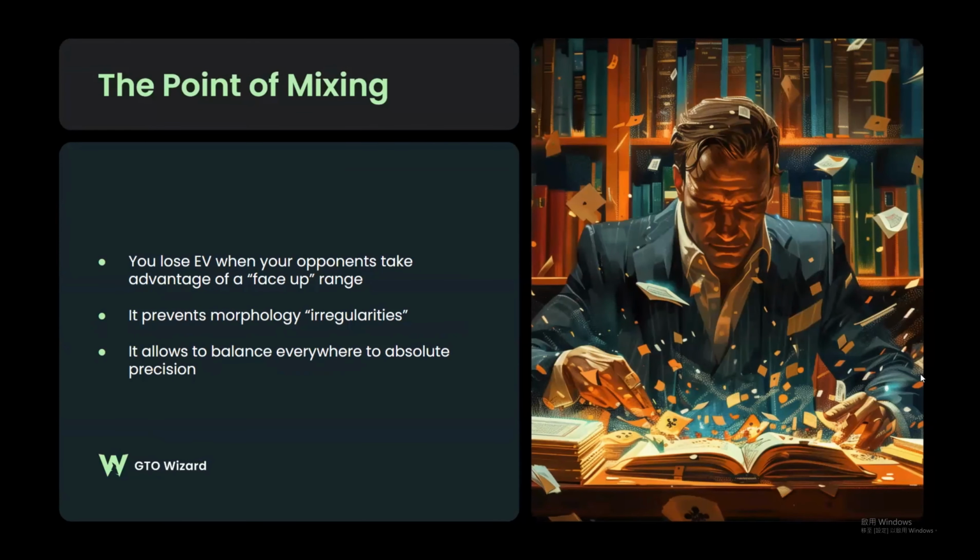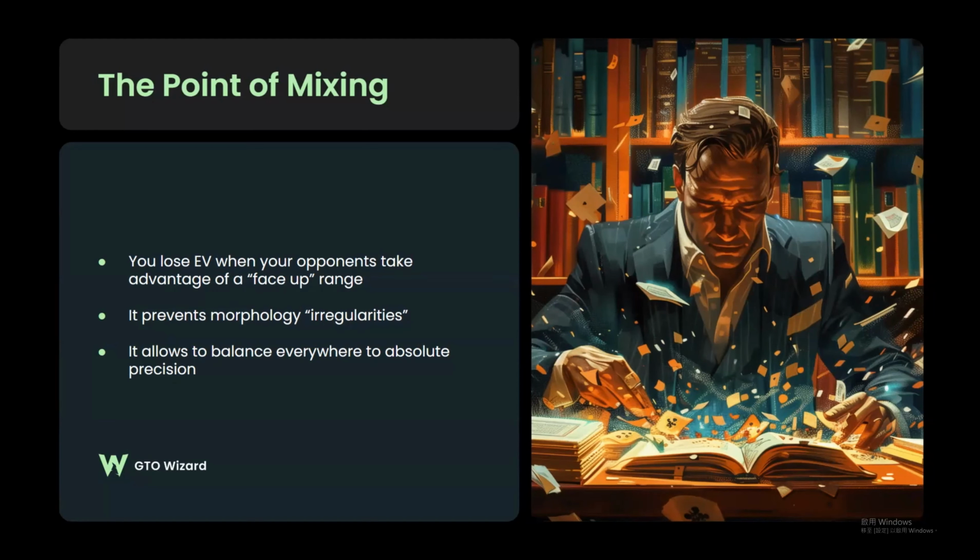So what's the point of mixing? Well, the reason the solver mixes is because if your range is face up, your opponent is going to take advantage of it, right? If you don't have flushes in your check back range on the flop, then when the flush comes, you never have a flush. Your opponent can overbet and then shove, right? If you always bet with backdoor flush draws and never without a backdoor flush draw, and whenever the backdoor flush draw hits in the bet line, you have just way too many flushes, right? There's just all these little details that come from having a quote unquote face up range. And face up could mean just too many second pairs or not enough nuts or all these sorts of things. It also prevents morphology irregularities, right?